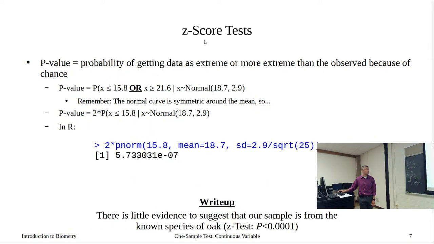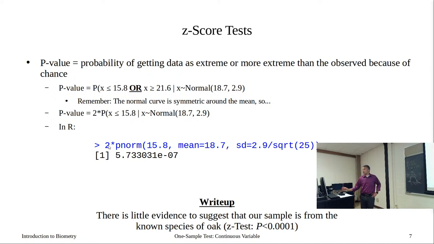So, I kind of did it the longer way, kind of how we did it in our example, or on our exam. But we know the normal distribution is symmetric around the mean. So if I know that 15.8 is less than my 18.7, what I can do is calculate the area of this tail and then multiply by 2 to get both areas. That's what I did up here. I calculated the area using the pnorm, and then just multiplied by 2.